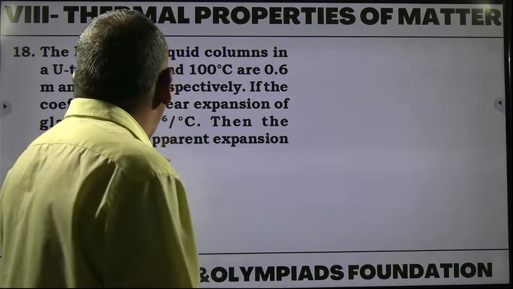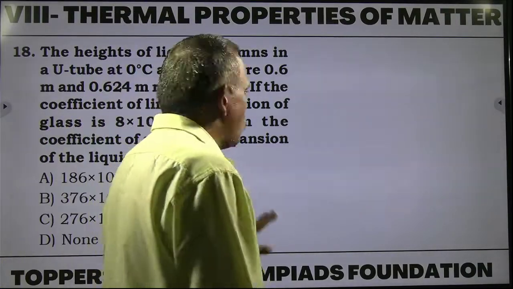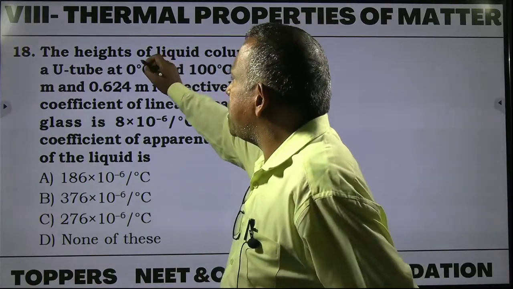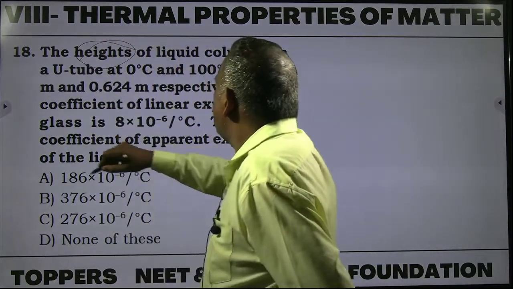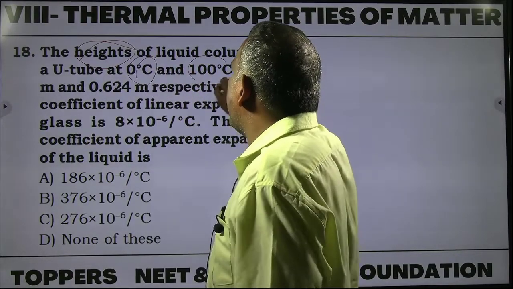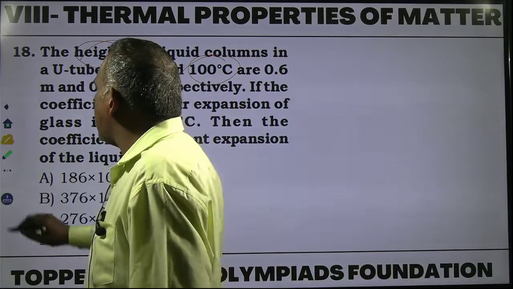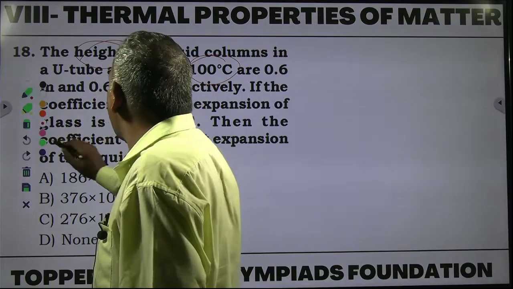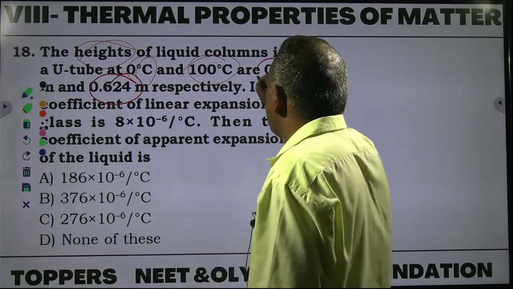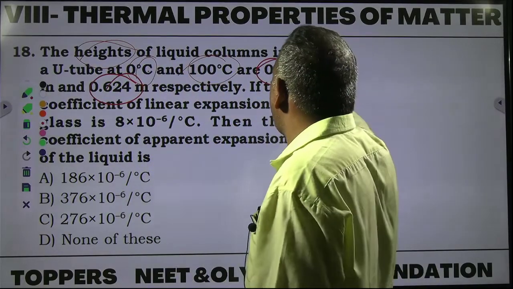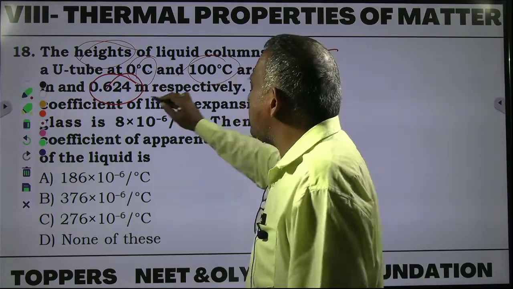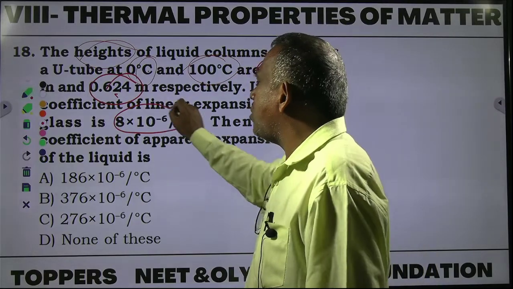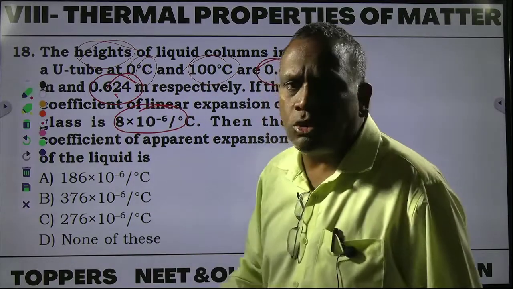Coming to question number 18, the body weights. Here, see, the heights of the liquid columns are given, not body weight. At 0 degrees centigrade and at 100 degrees centigrade, the heights of the liquid columns are given. At 0 degrees centigrade it is 0.6, and at 100 degrees centigrade it is 0.624. The coefficient of linear expansion is 8 into 10 power minus 6. The apparent expansion should be found out.